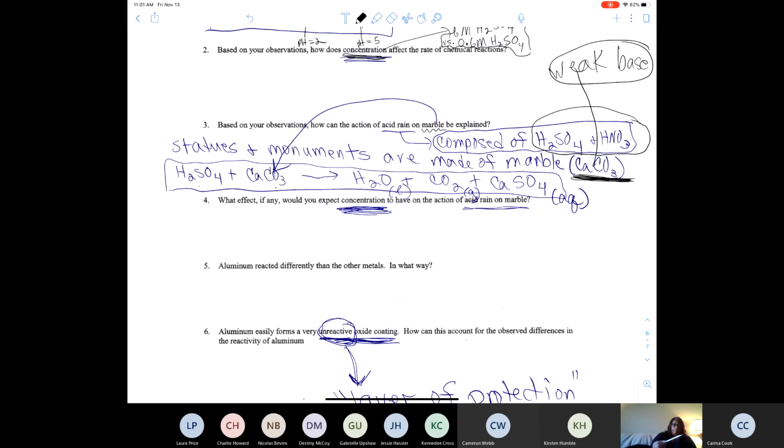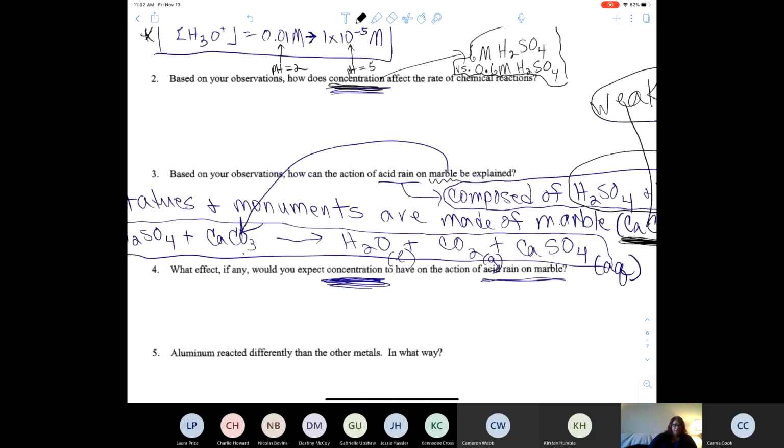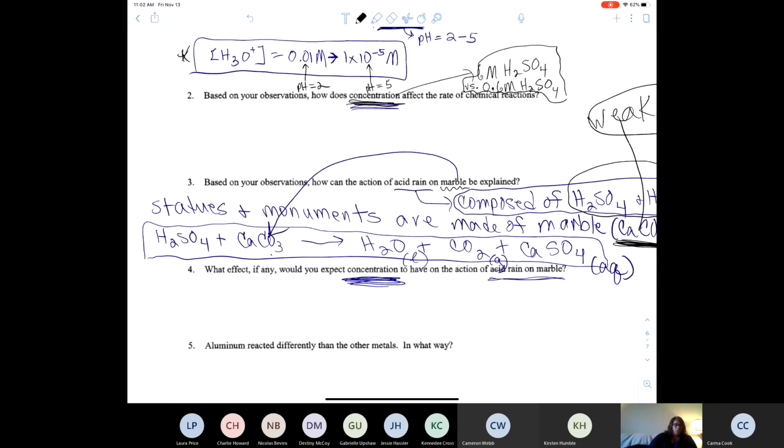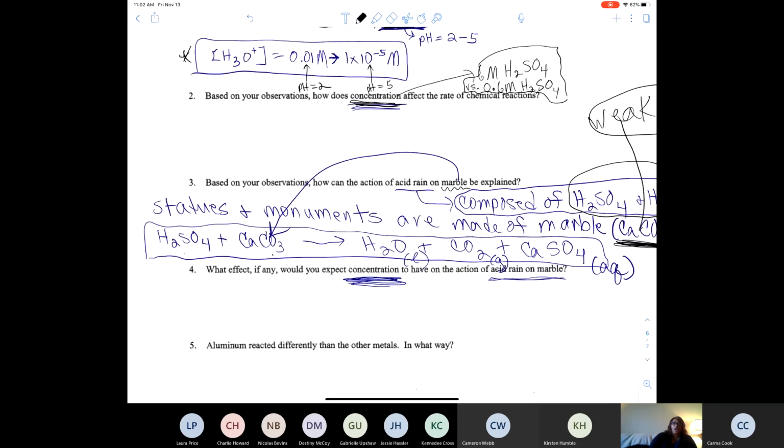Can you kind of repeat what you said for number 2 about the concentration affecting the rate of reactions? So you tell me what you think based on what you saw. You had 6 molar HCl, which is a higher concentration, and you also had 0.6 molar sulfuric acid, which of course is a smaller concentration. Take a look at your marble chip reactions with each of those acids. That's a good one to look at to compare concentrations.